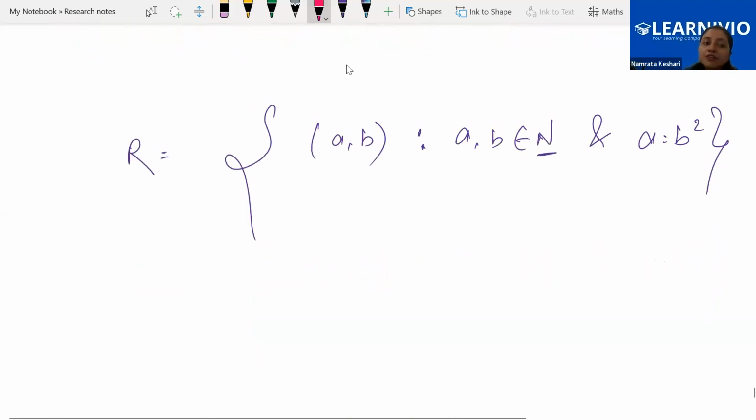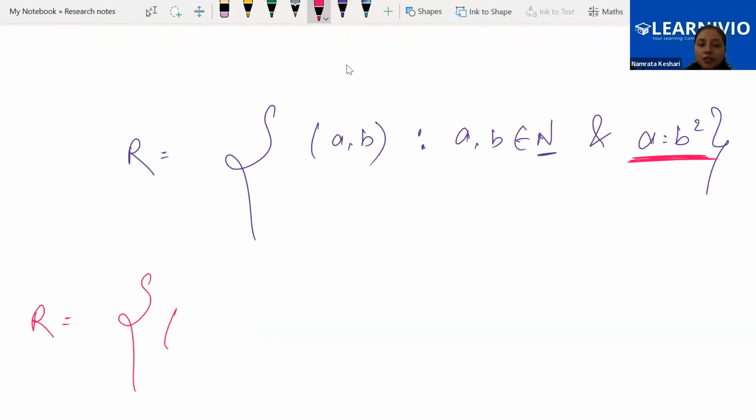Let's write a few ordered pairs. Let's take the first natural number, 1. According to this condition, we have to create ordered pairs. If we take B as 1, A is equal to B square. Can you tell me what will be the first ordered pair, Ali and Alina? If we are taking A is B square, suppose we are taking B as 1, then A will be, yes, Ali and Alina.